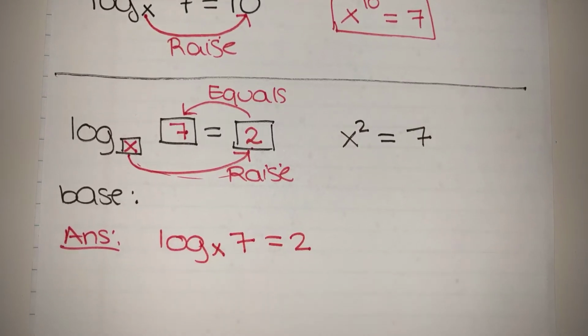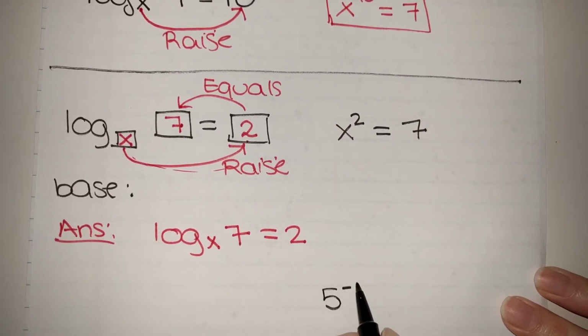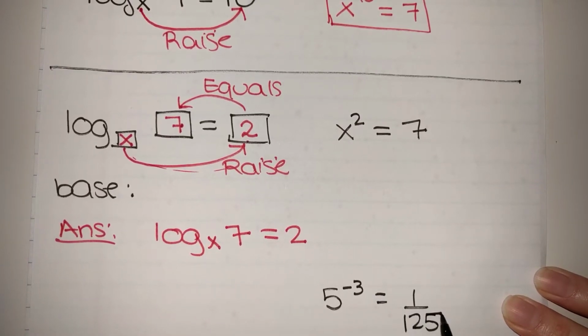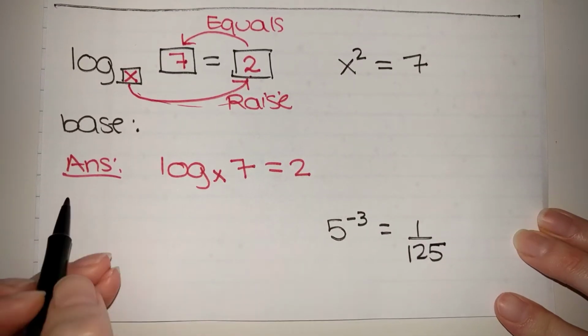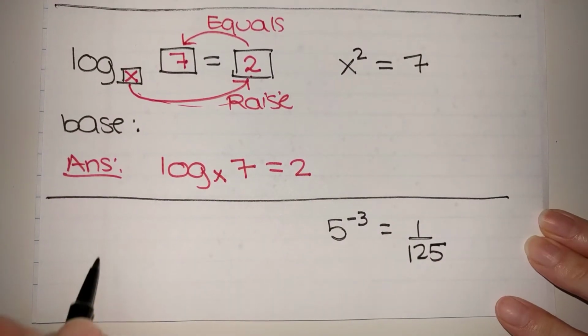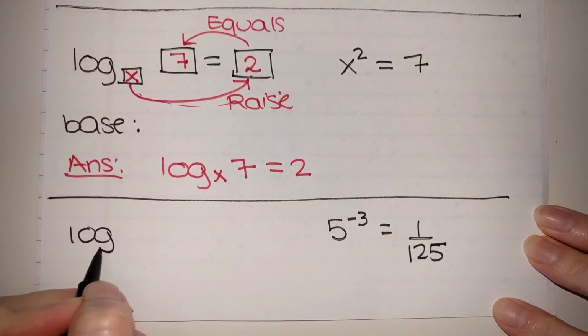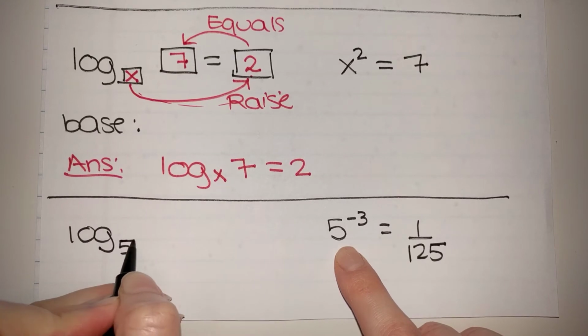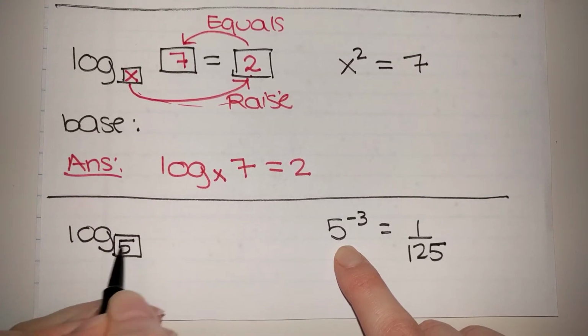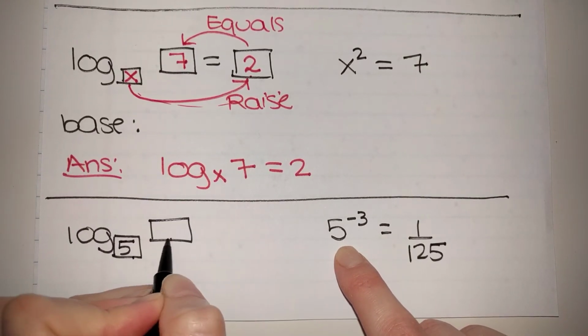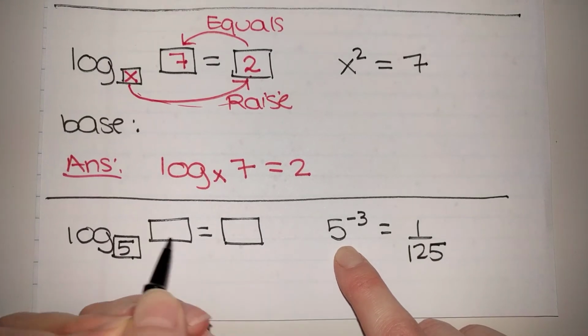Let's just do one more to make sure we're 100% on track here. So if you have 5 to the negative 3 is equal to 1 over 125. The first thing that you would do is you would identify your base. So B is for beginning. We start with our base. So our base is 5. Now remember, there's 3 things that we're trying to find: our base, the argument, and then what the exponent is.